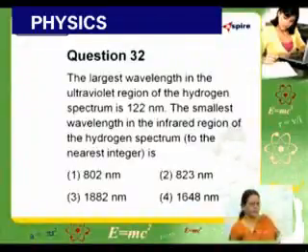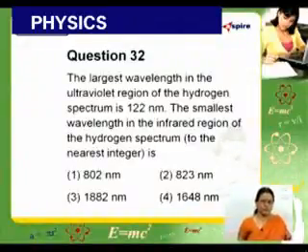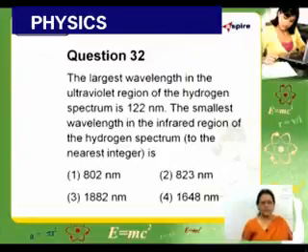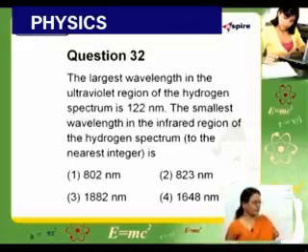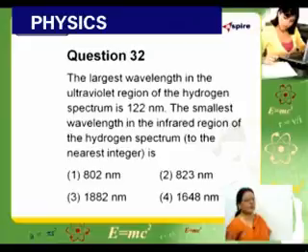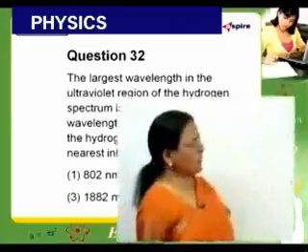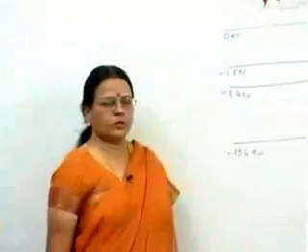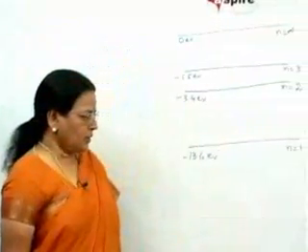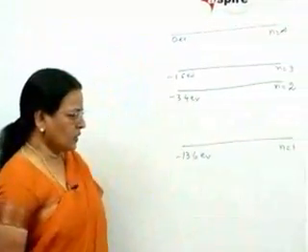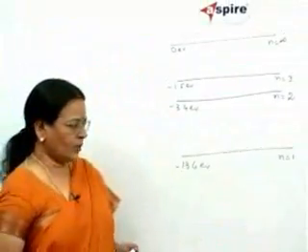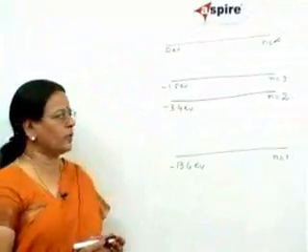This problem is based on spectral series of hydrogen. When the electron in the hydrogen atom jumps from an outer orbit to inner orbit, a spectral line is emitted. The ultraviolet region of the spectrum of hydrogen is caused by jumping of the electron to the first orbit, and it is given the largest wavelength of the ultraviolet region is 122 nanometer.